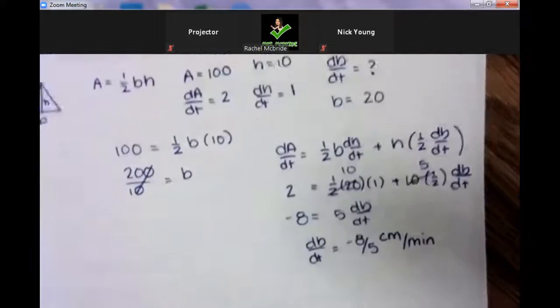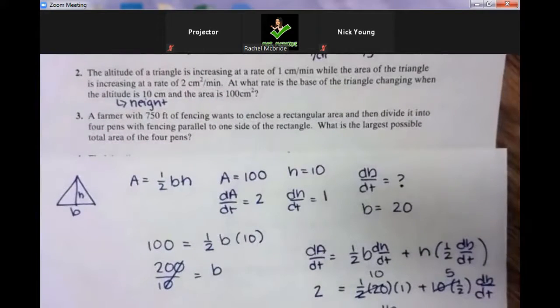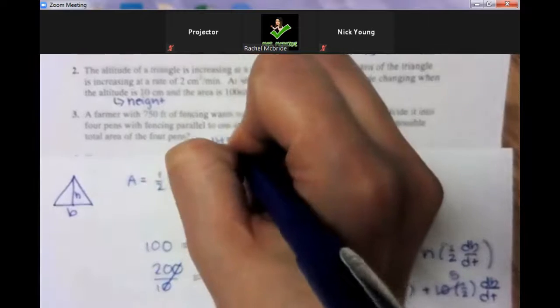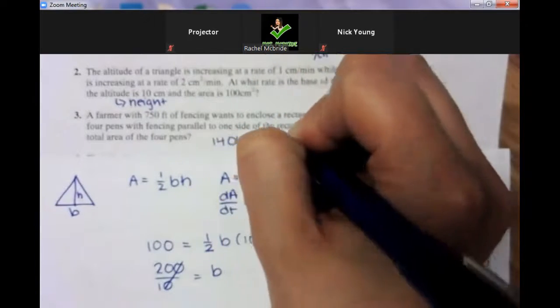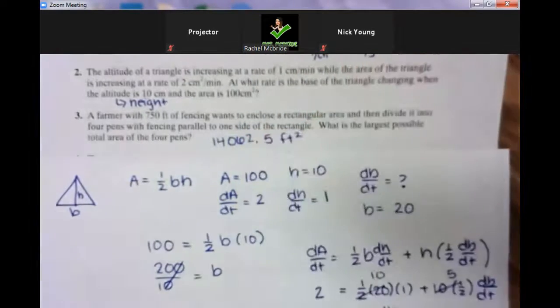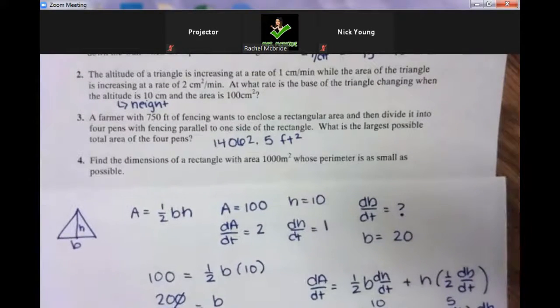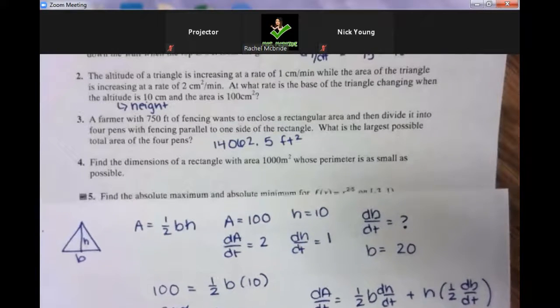Okay, number 3, the farmer and the 4 pens. So we've done one like this too. So if you need it, the answer is 14,062.5 feet squared. We already went over the homework question from the book on that. So I think we should be okay. There are some other review questions I'd rather see. And again, I have an answer key for 1, 3, etc. So if you get to these or you want to see them, I have photos of all of them.